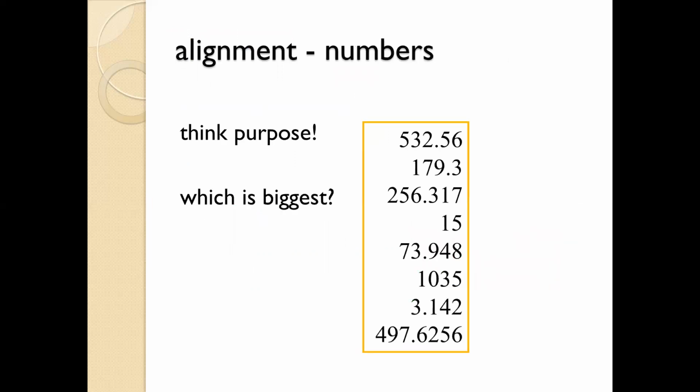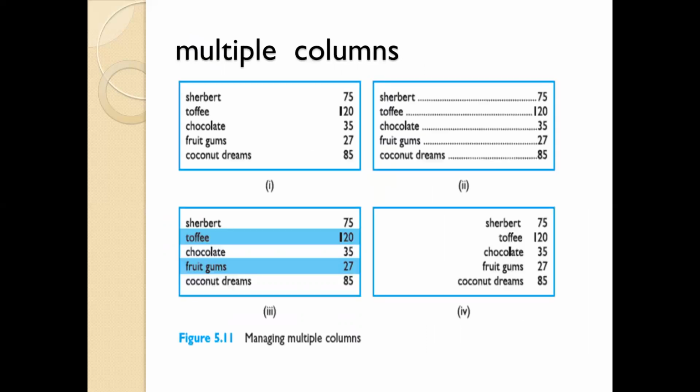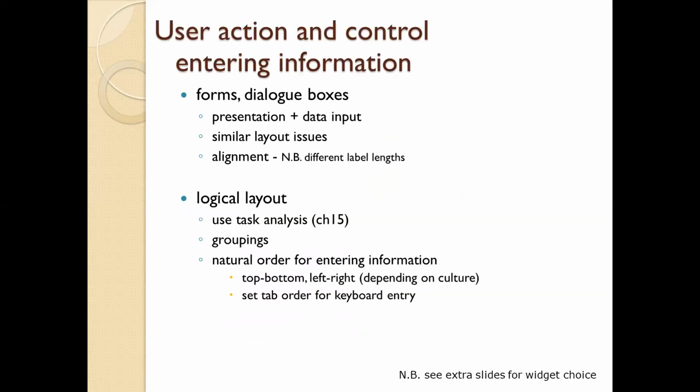Alignment of numbers: think purpose, which is biggest. Visually, a long number equals a big number. Align decimal points or right-align integers. Multiple columns. Then white space. In typography, the space inside the letter is called the counter. So space to separate, space to structure, space to highlight.